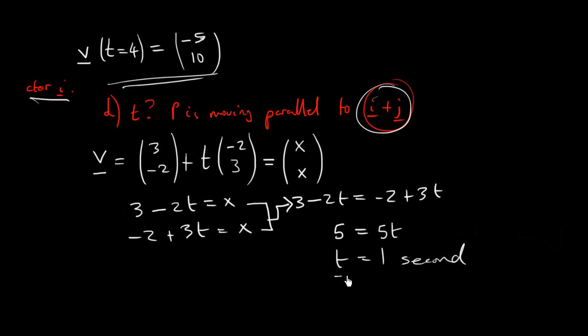And so after 1 second, particle P is moving in a way that has equal x coordinates and y coordinates, therefore it's moving in this direction, and therefore is parallel to the vector i plus j. Hopefully that makes sense, and we'll do another video with a different question now.